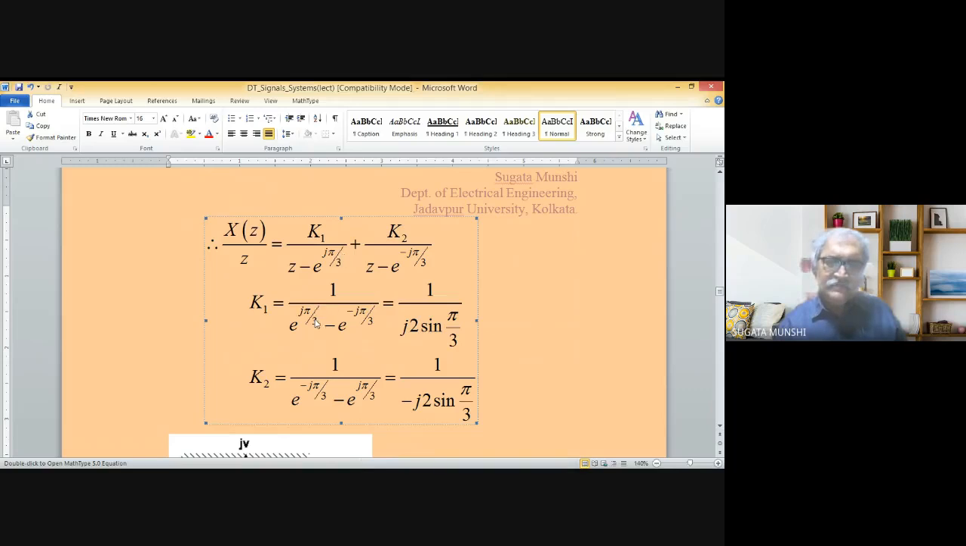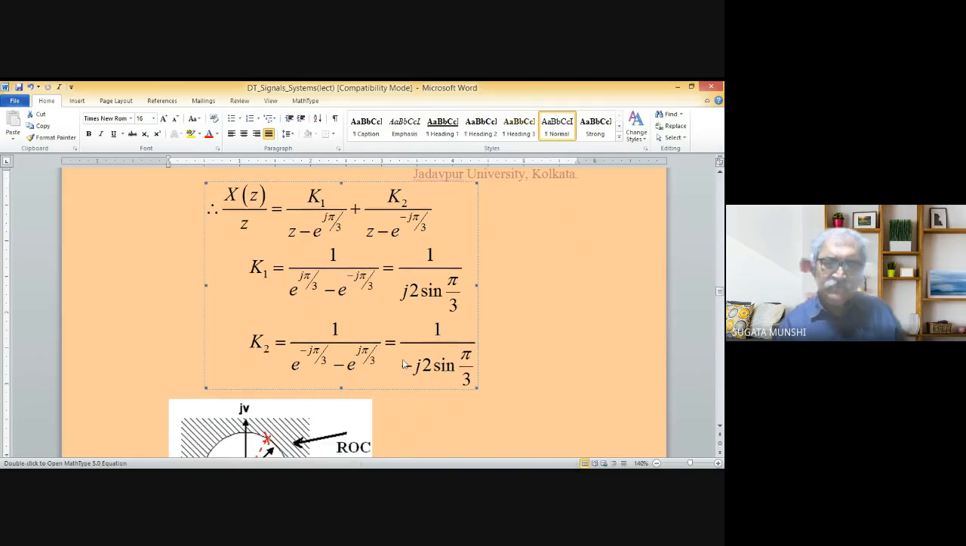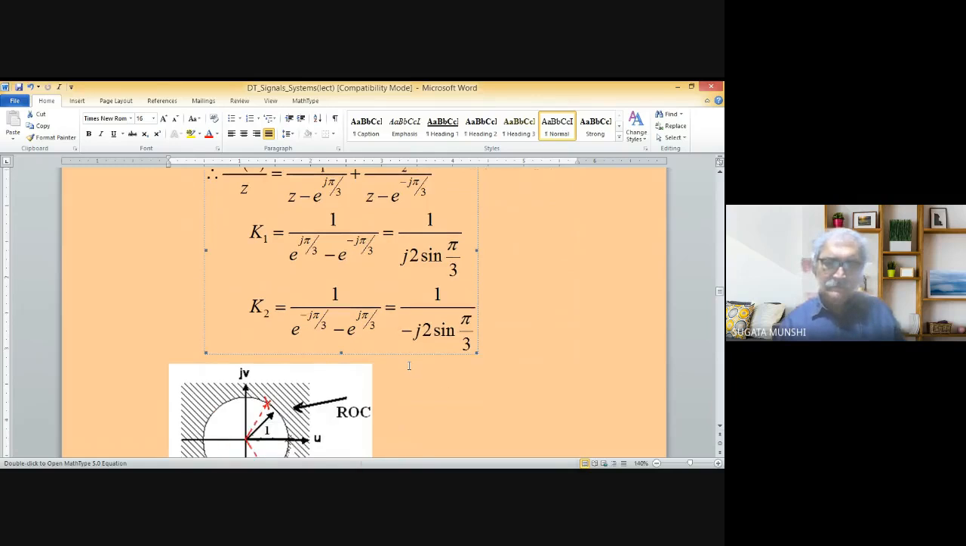So we get it as 1 by e to the power j pi by 3 minus e to the power minus j pi by 3. That means 1 by j2 sin pi by 3. K2, you need not evaluate it in that manner. If you wish, you can do that. But because K2 will be the complex conjugate of K1, you can straightaway write the expression as 1 by e to the power minus j pi by 3 minus e to the power j pi by 3. That is the same but with a negative sign here, as expected.